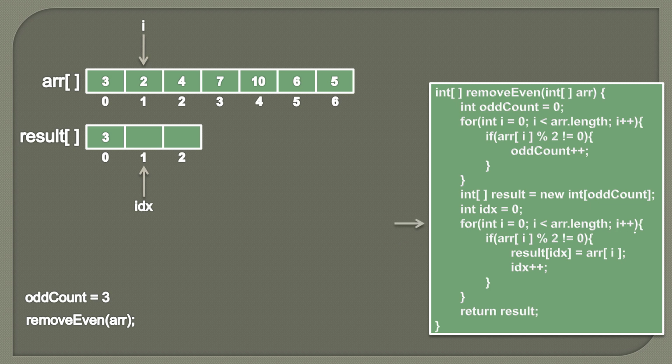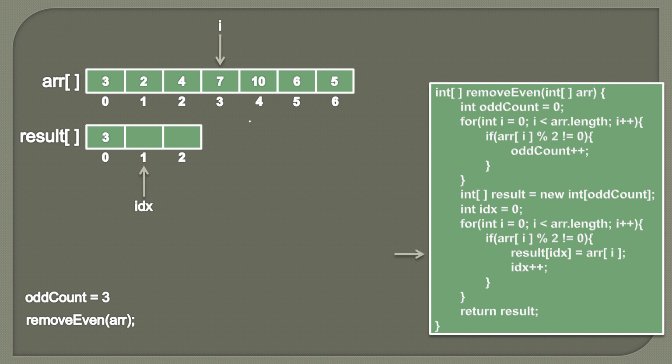We will again increment I. I becomes 2. So the value at second index is 4. 4 divided by 2 will give remainder as 0. So this condition comes out to be false. We will again increment I. I becomes 3. Now the value at third index is 7. 7 divided by 2 will give remainder as 1. 1 is not equal to 0. Therefore this condition comes out to be true.